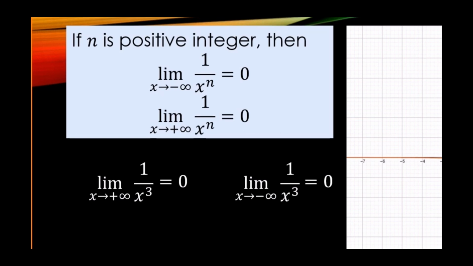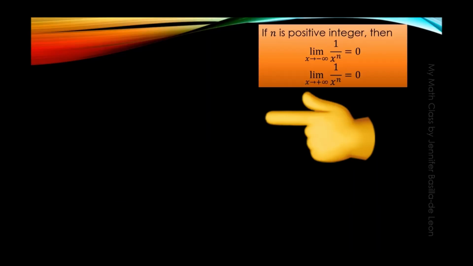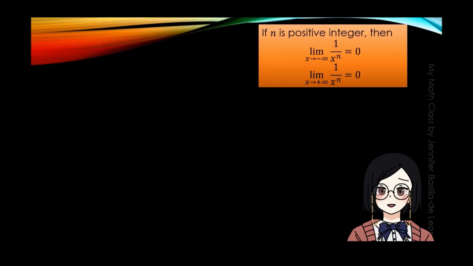With these, we can have the following laws. If n is a positive integer, then the limit of 1 over x raised to n as x approaches negative infinity is 0. And then the limit of 1 over x raised to n as x approaches positive infinity is also 0. Let's apply the limit laws that we have just learned by evaluating the limit of 2x minus 3 all over x plus 5 as x approaches positive infinity.